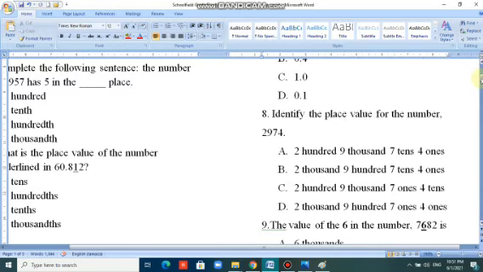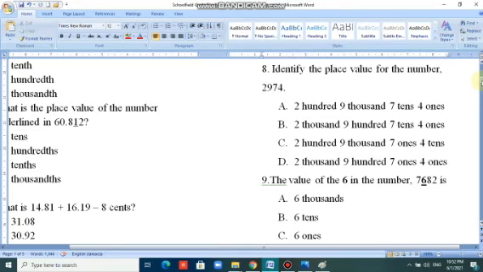So identify the place value for the number 2,974. So A is 200, 9,000, 7 tens, and 4 ones. Is that correct? That cannot be correct because the number reads 2,974. So it can't be 200, all right?